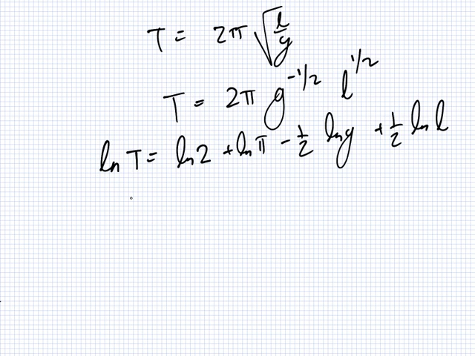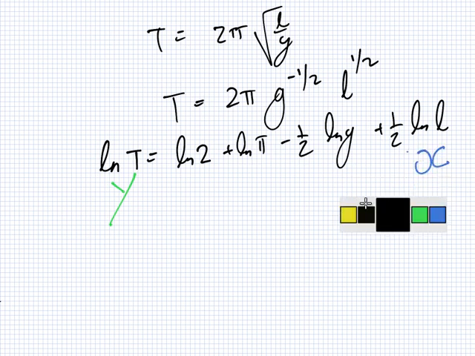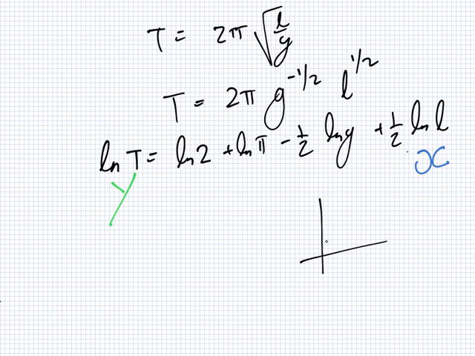Now, if I look at this, if I call this y, and this x, then what graph will I get? If I put a log t here, and a log L here, what type of graph will I get? I'll get a straight line.